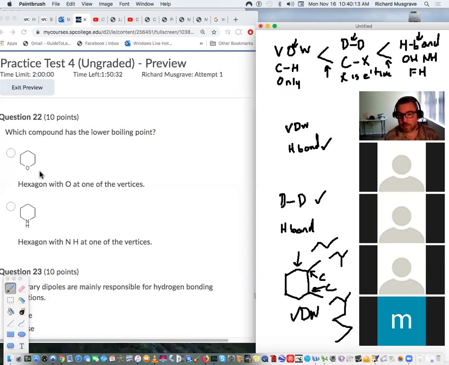That's all I want you to be able to do. Just look at those and be able to identify what the intermolecular force is, and then also appreciate what the relative magnitude of those forces is, and how that relates to boiling point.